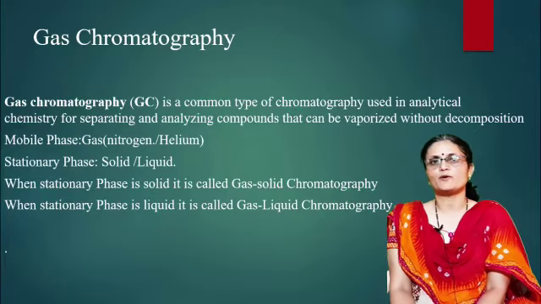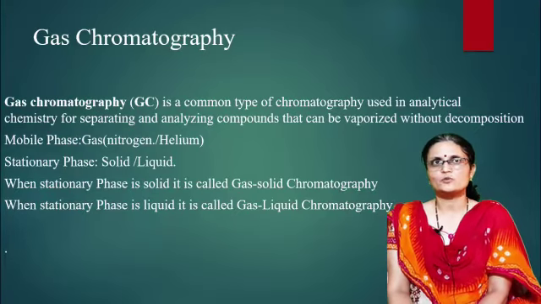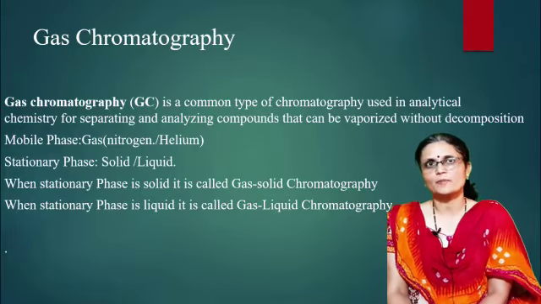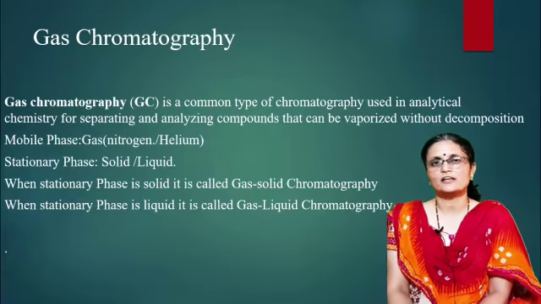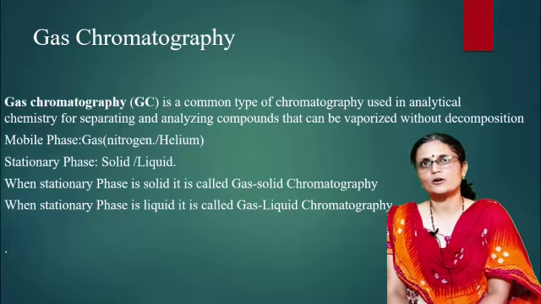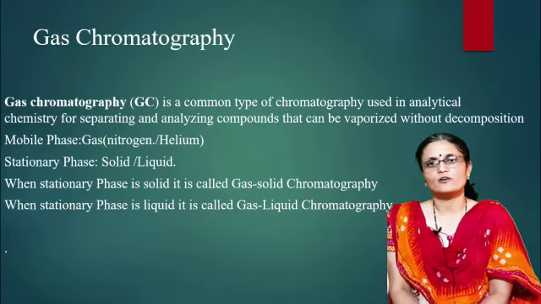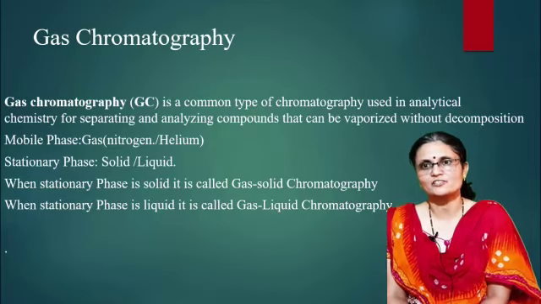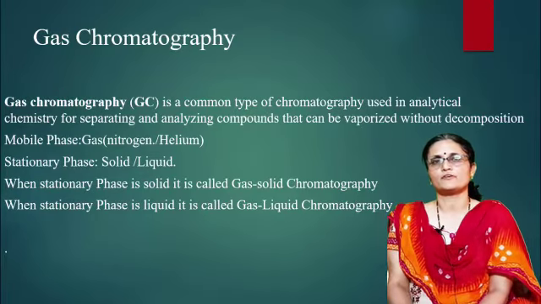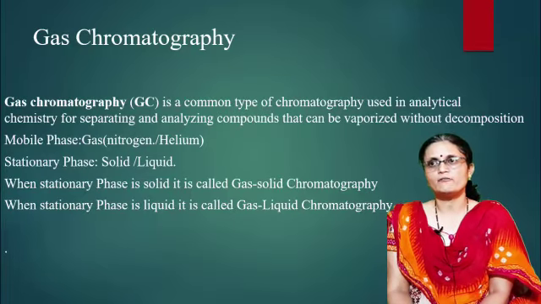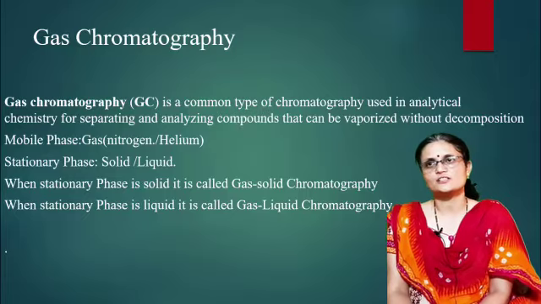It is a common type of chromatography used in analytical chemistry for separating and analyzing compounds which can be vaporized without decomposition, or such compounds which are already present in the form of a gas. So it is very important that we require a sample which is gaseous in nature. Now if we have a sample which is gaseous in nature, then for taking it forward, we are going to require a mobile phase which is generally gaseous in nature.